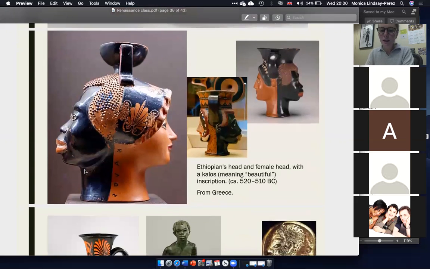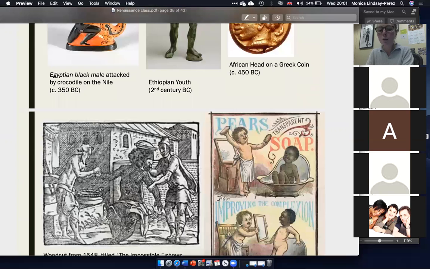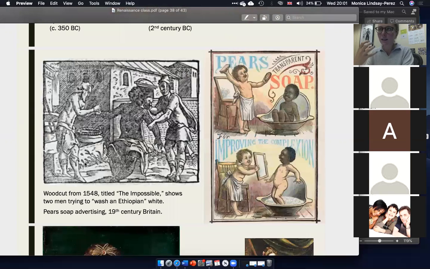And the reason why I say that is because we can't totally romanticize Renaissance and Greek and Roman representations of Black figures as if they were this kind of pre-racial injustice time. We can't say that really. There is this engraving, this woodcut, from 1548 called The Impossible, which shows two white men trying to wash an Ethiopian man. And it's this horrible stereotype that then came up later in 19th century advertising.